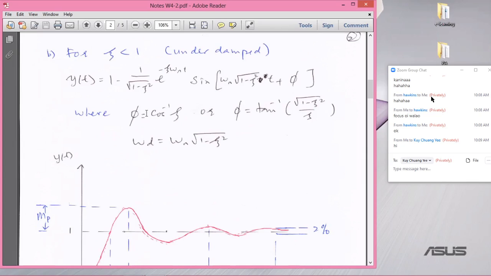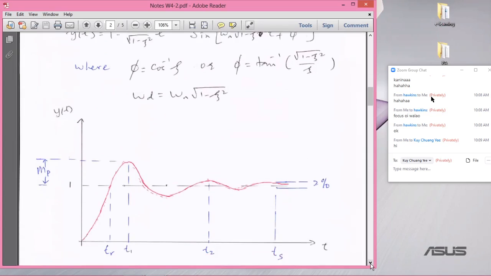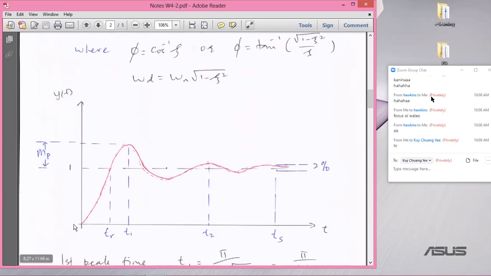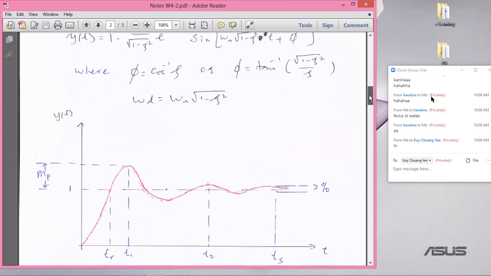So to visualize this, you can now draw the response of a second order system. It's going to be somewhat like this. Instead of just an exponential increase, it is going to have some oscillation, and it's going to die out. So this is a typical response of a second order system for the underdamped case. So you can imagine, let's go back to the example here.